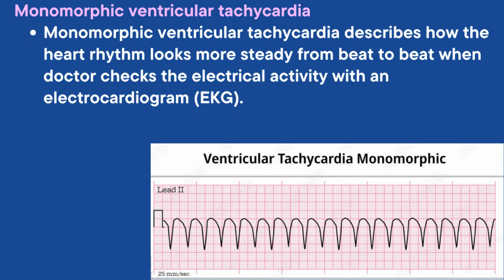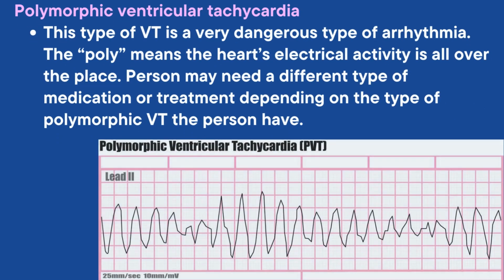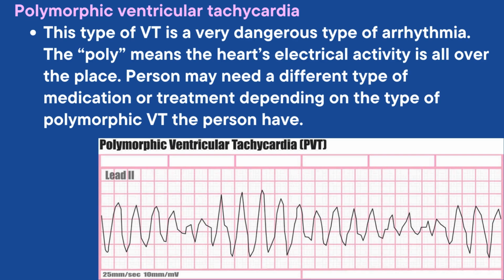Monomorphic ventricular tachycardia. Monomorphic ventricular tachycardia describes how the heart rhythm looks more steady from beat to beat when the doctor checks the electrical activity with an electrocardiogram. Mono means each heartbeat wave looks the same on the machine. Polymorphic ventricular tachycardia. This type of VT is a very dangerous type of arrhythmia. Poly means the heart's electrical activity is all over the place. A person may need a different type of medication or treatment depending on the type of polymorphic VT the person has.